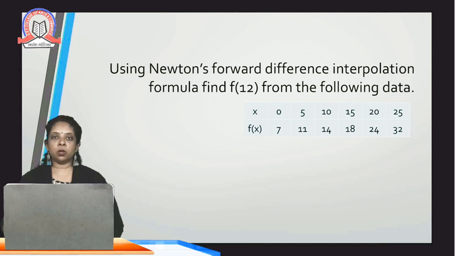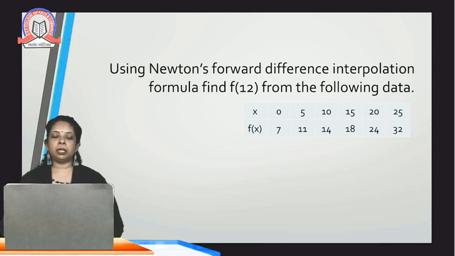So here we have a question: using Newton's forward difference interpolation formula, find f of 12 from the following data. Here you can see data with x from 0 to 25, and f of 12 is what we have to find. That means the x value is 12. We can see this has a proper pattern of a difference of 5: 0 to 5, 5 to 10, 10 to 15, 15 to 20 and 20 to 25. So each x value has a distance of 5, and we can say h of this given data is equal to 5.